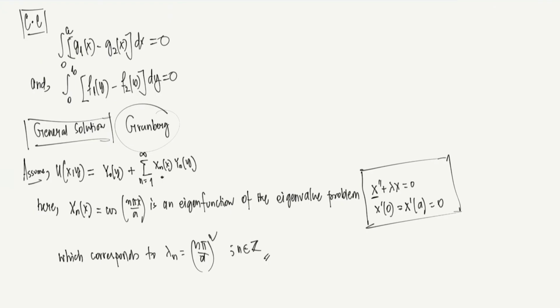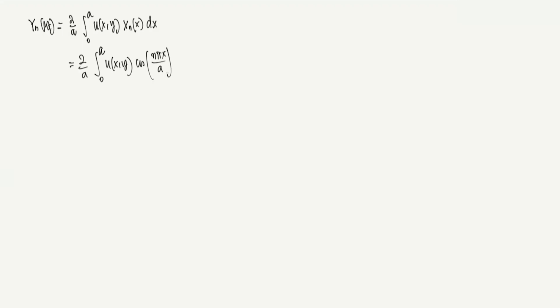Okay. So now you see, if you put it in the equation, what do you get? You get yn of y, that will be 2 by a, integral 0 to a, Fourier series, remember? u of x, y, and then xn of x dx. Clear? And if you write it properly, it is 2 by a, integral 0 to a, u of x, y, and then cosine n pi x by a dx.